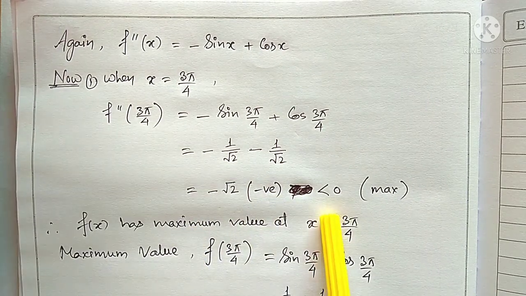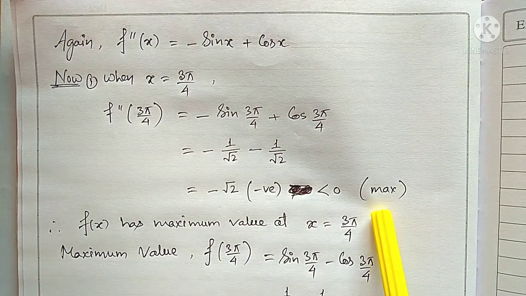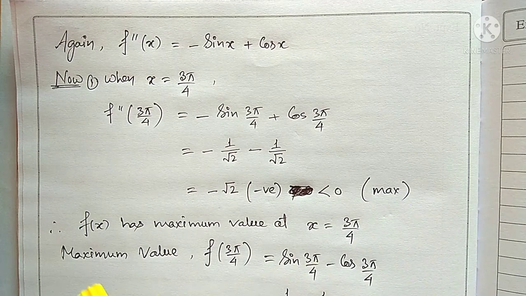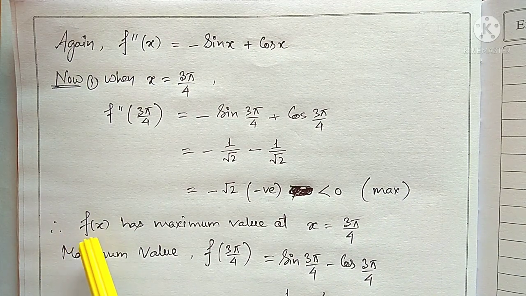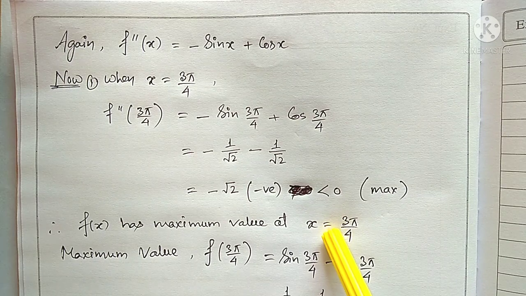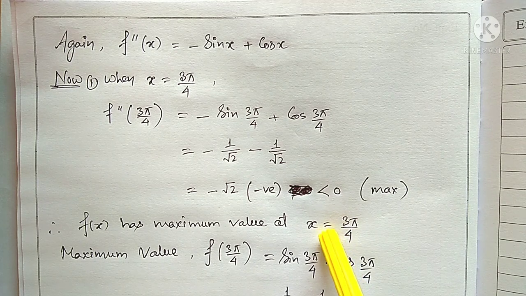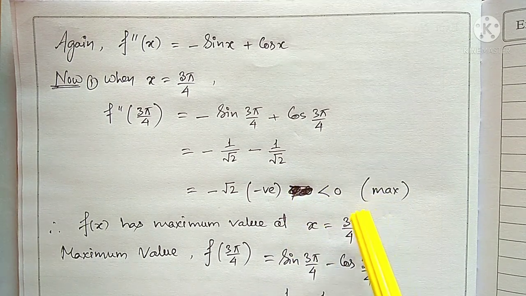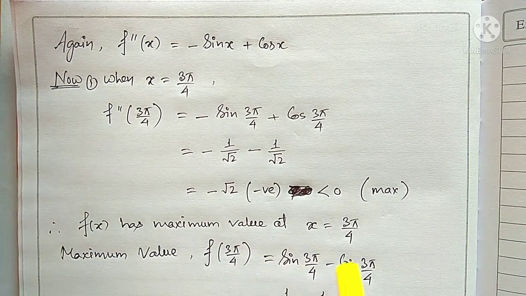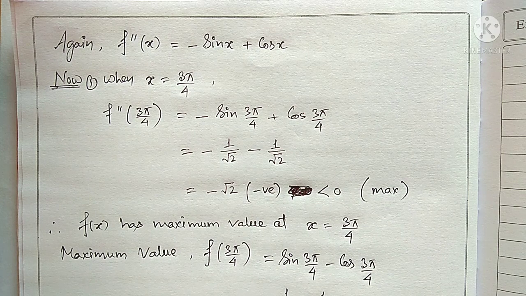Less than 0 means that it is a maximum. Is it clear? So from here what do we have to write? Therefore we write f(x) has maximum value at x equal to 3 pi by 4. Is it clear? Because it is negative, that's why here we can write f(x) has maximum value at x equal to 3 pi by 4.